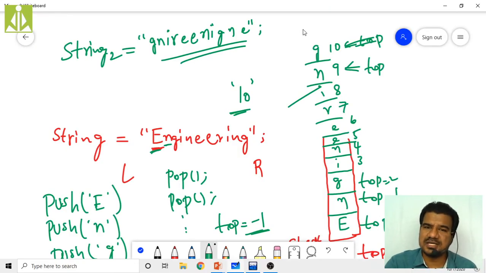Hope you understood this string reverser process. Simply, we are pushing all the characters from left to right of the given string onto the stack, and we are popping all the characters one by one, so that popping itself reverses the entire string. No need to do any specific operation or any concatenation, nothing. Simply push the characters and pop the characters, and the string will get reversed. It is a very simple application of your stack.